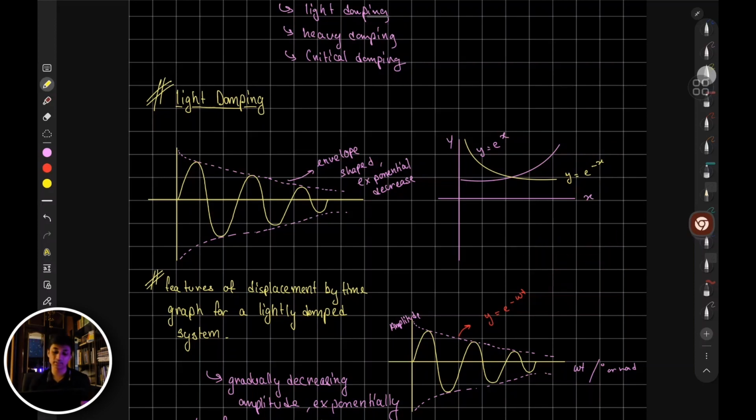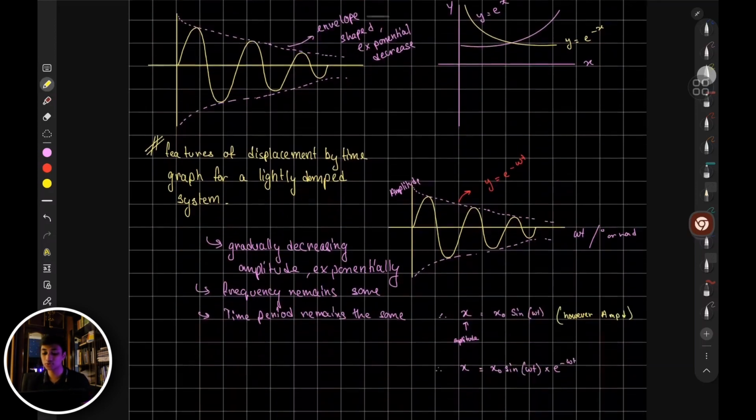So this curve is actually e to the power of minus x. You don't need to know that, but if you're interested, how do I find out the amplitude of the oscillation at any given time, given there is damping?